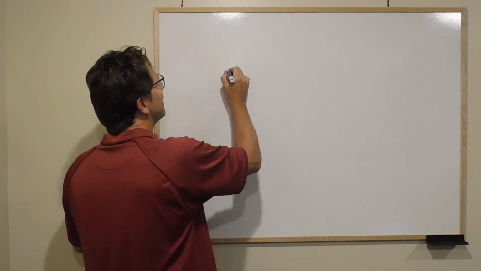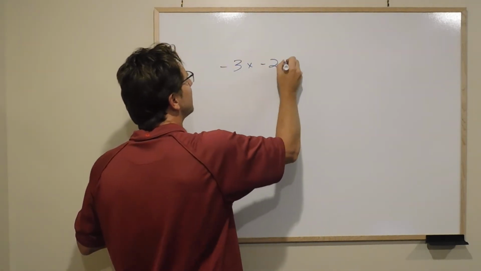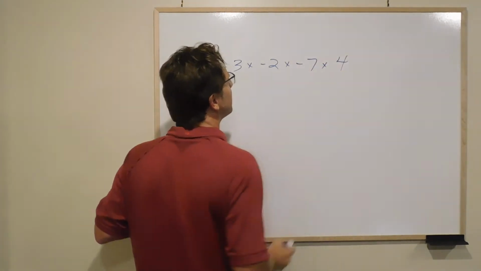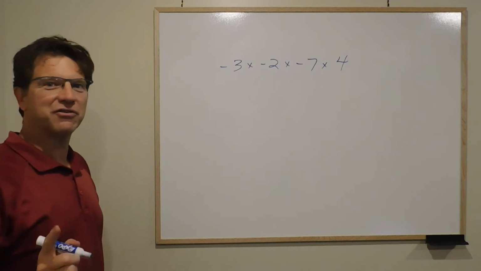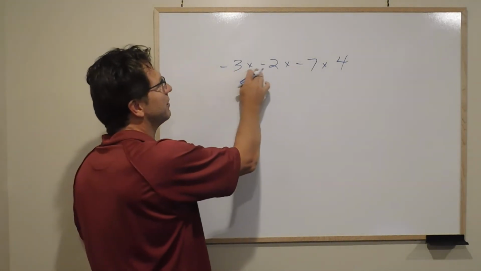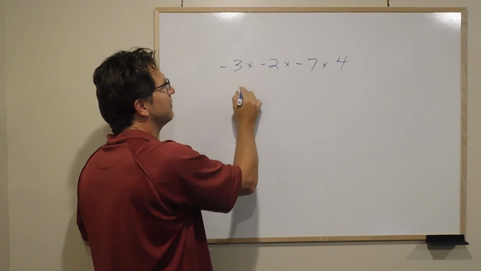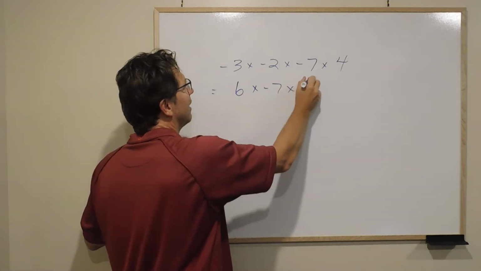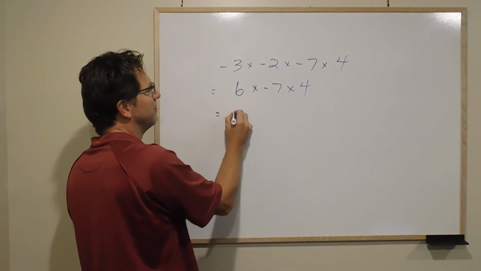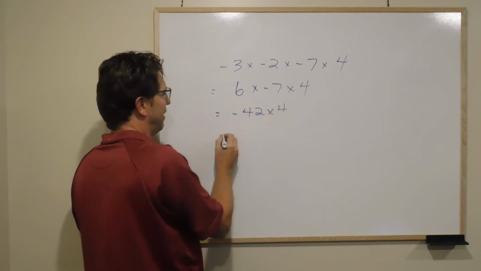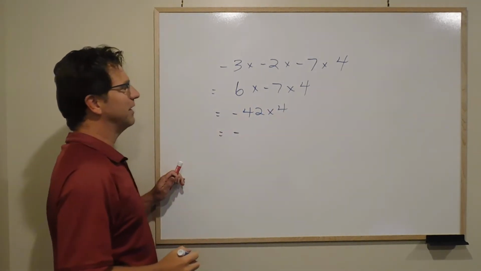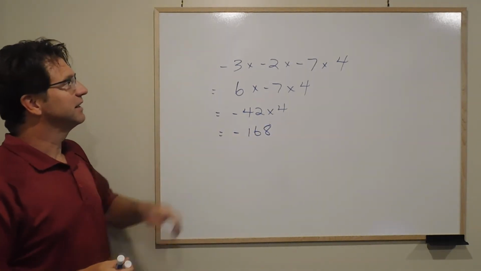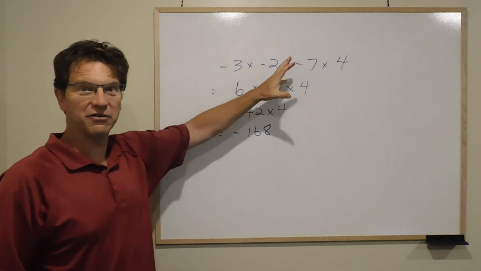If we have a negative times a negative times a negative times a positive, what we're going to end up with is an answer that is negative. Because a negative number times a negative number, those two signs would give me a positive number. But then a positive times a negative would give me a negative. And a negative times a positive would still give me a negative 168. So the story really here is if you have an odd number of negatives, the answer will be negative.